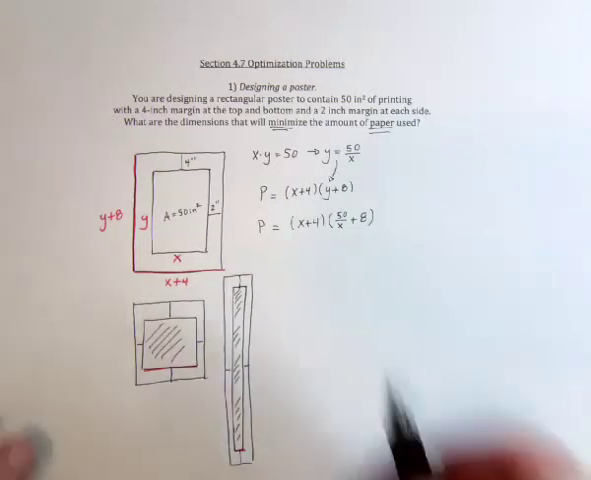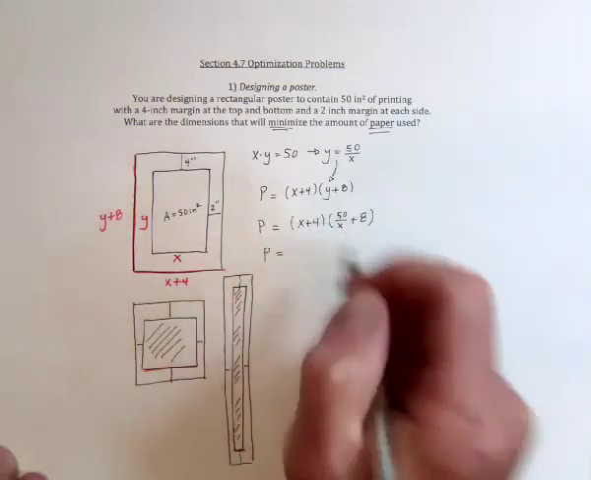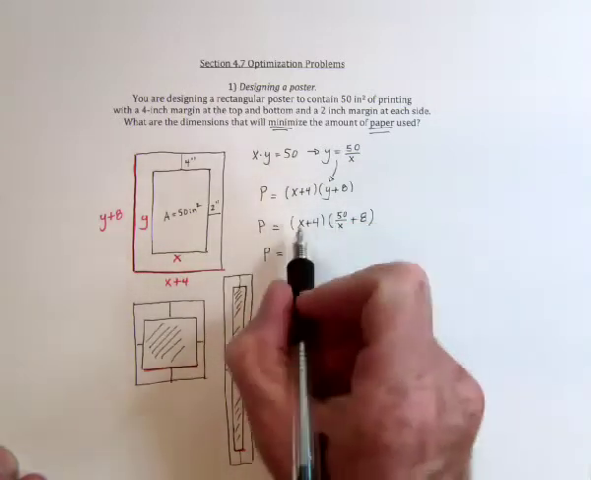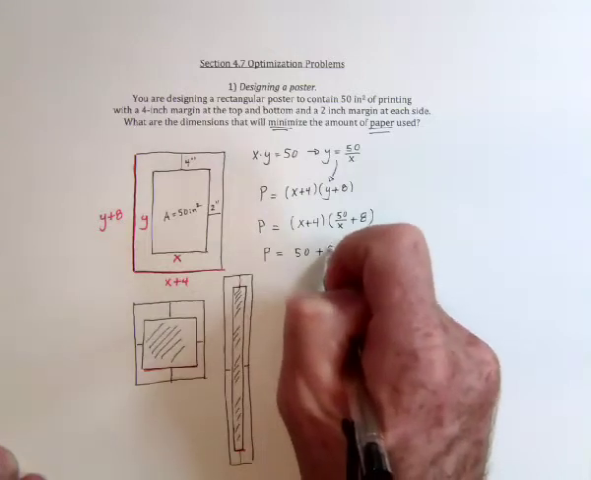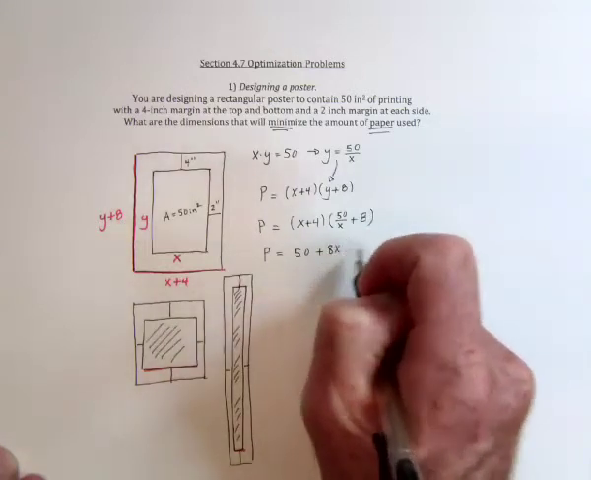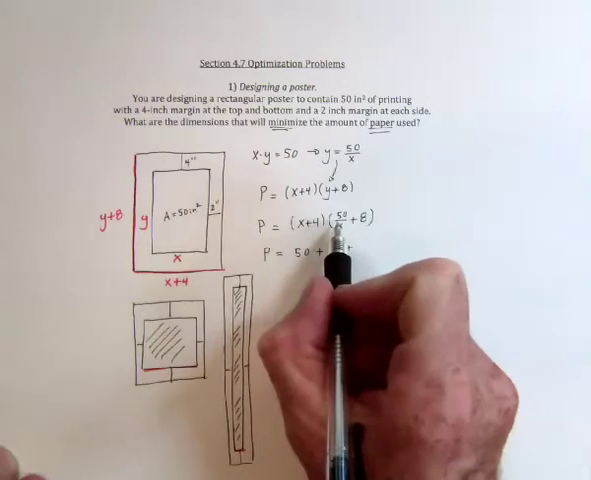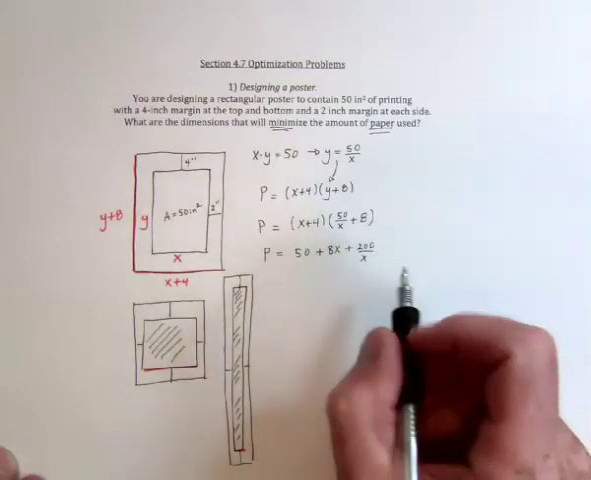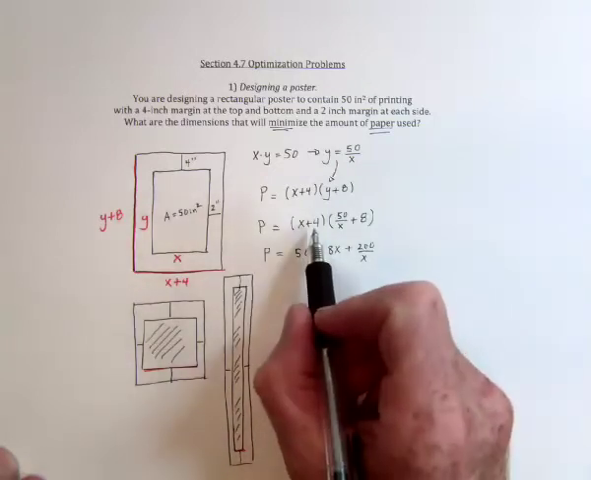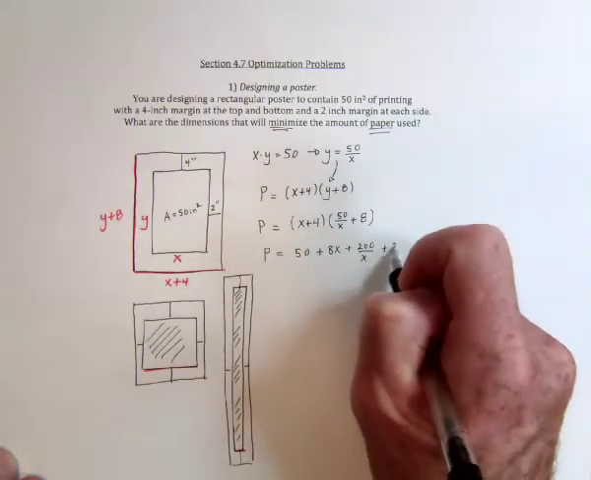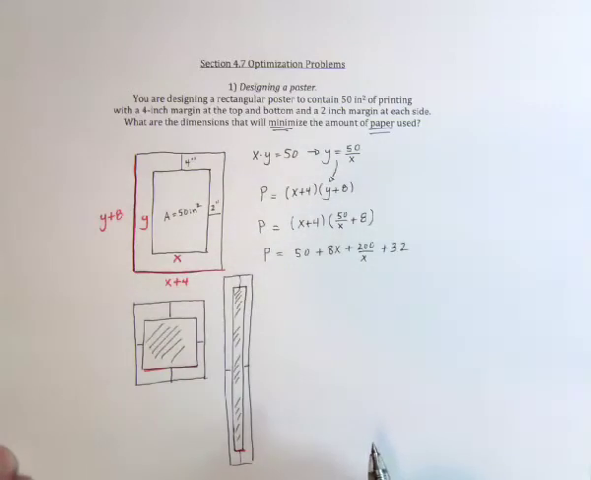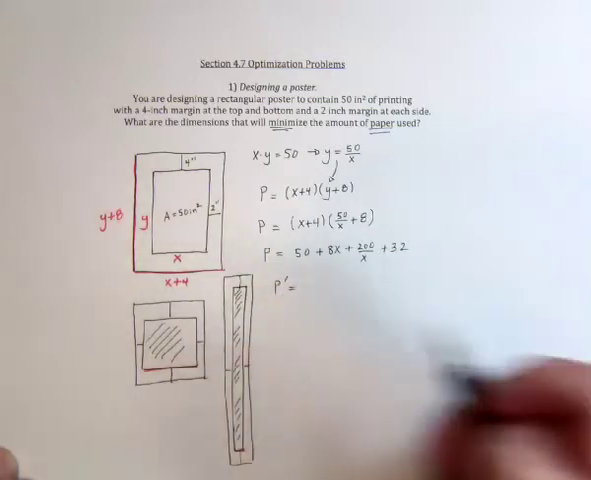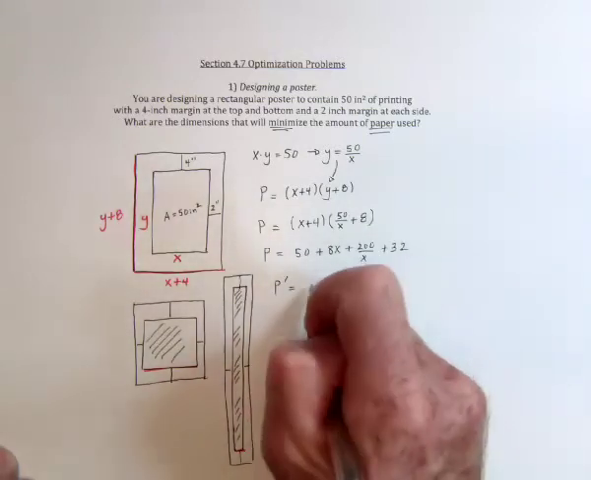The way to proceed is multiply this out. So multiply these two, the x's will cancel. Multiply these two, it's going to be an 8x. And then the middle term would be 200 over x. And then this one times this one is a 32. And then take the derivative. So that's going to be 0, that's going to be an 8.